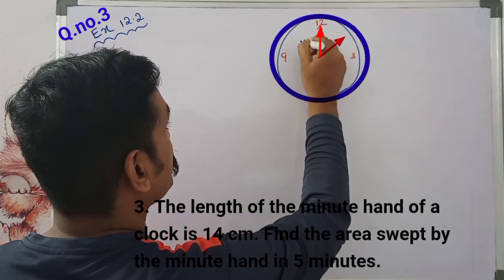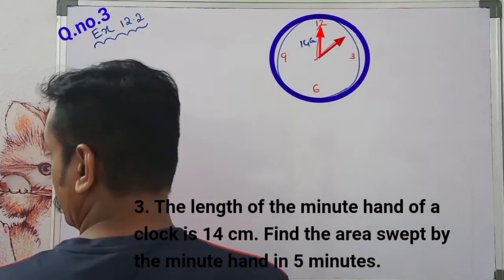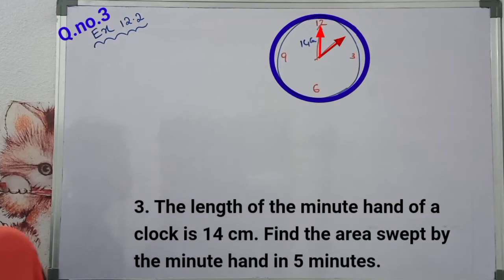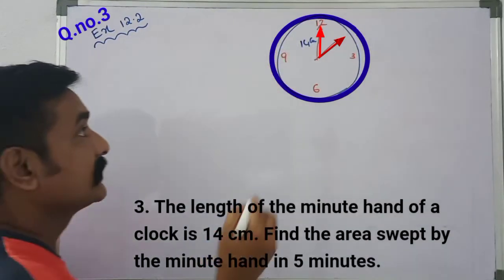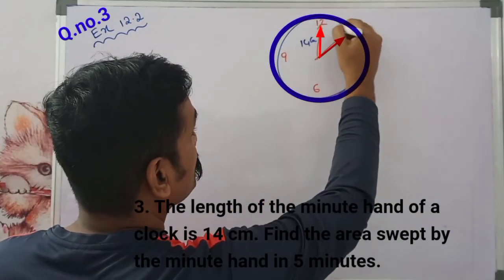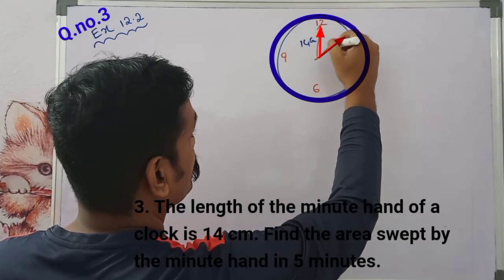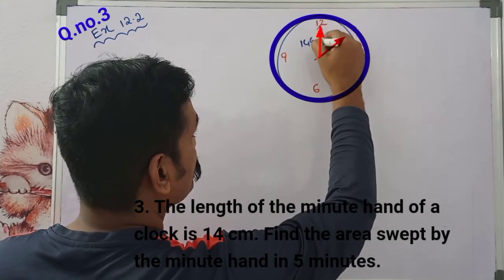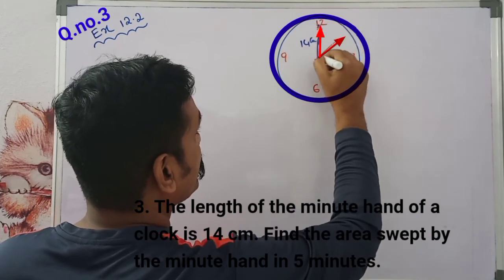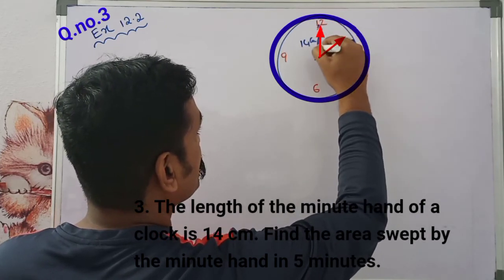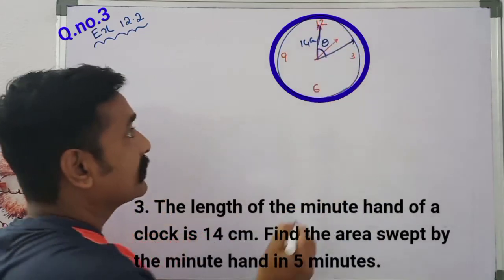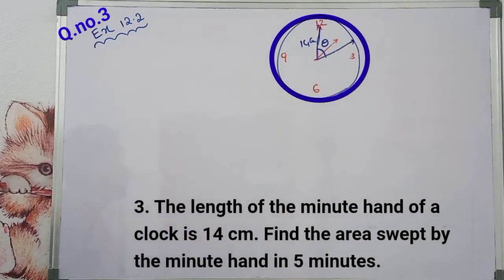So this is the 14 centimeters they have given, and within 5 minutes, how much area does it sweep? That means the minute hand moves from 12 up to 1, 2, it moves up to this place, so that it makes some angle at the center of a circle, but they did not give any angle here. Easily we can identify, since the clock is divided into 12 equal parts.